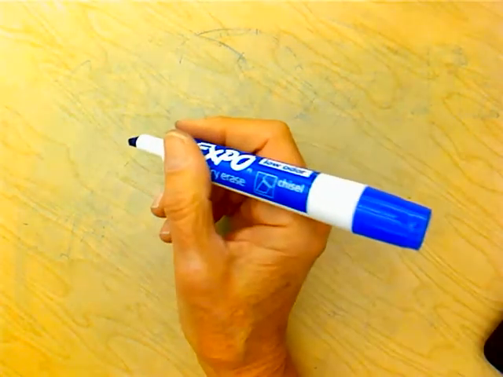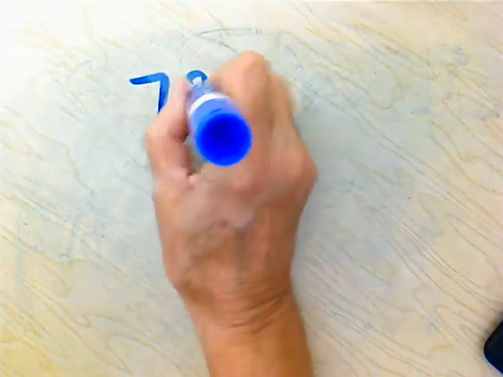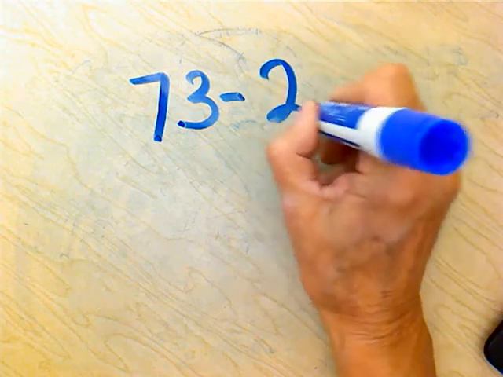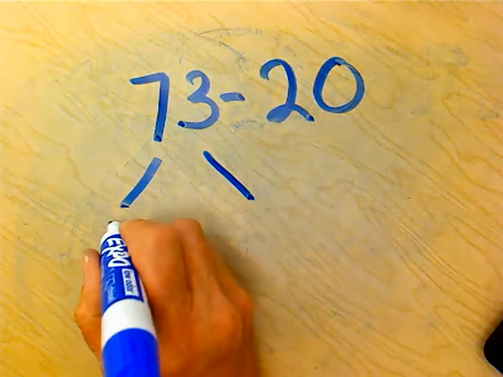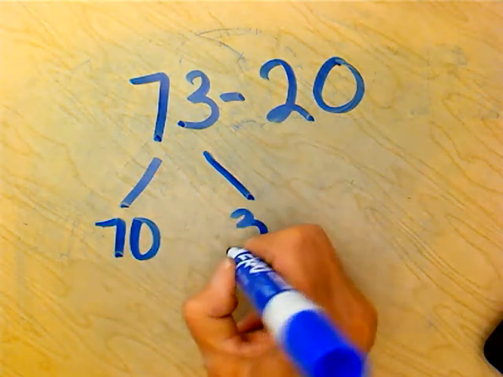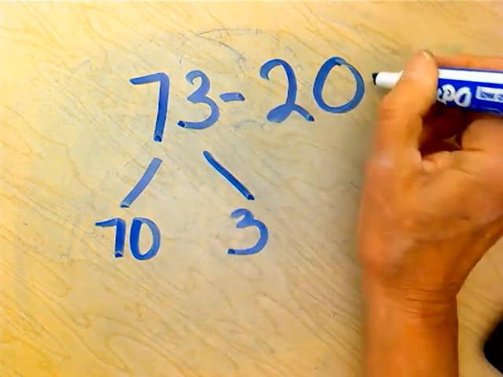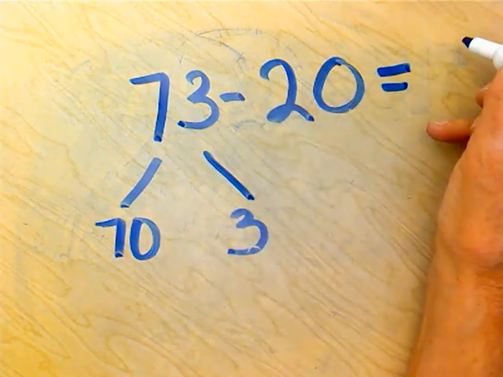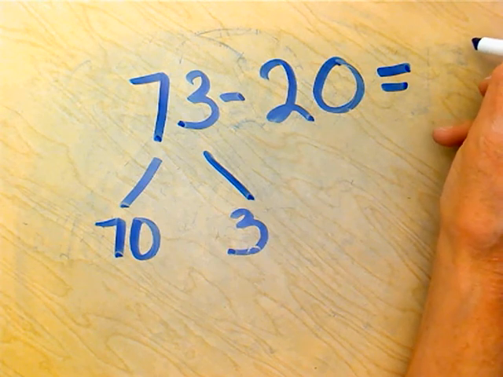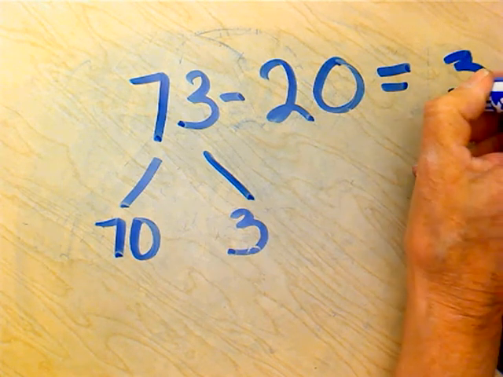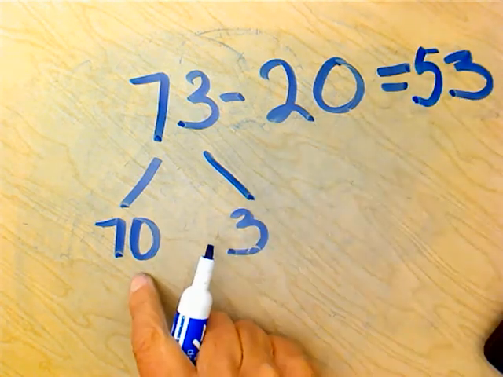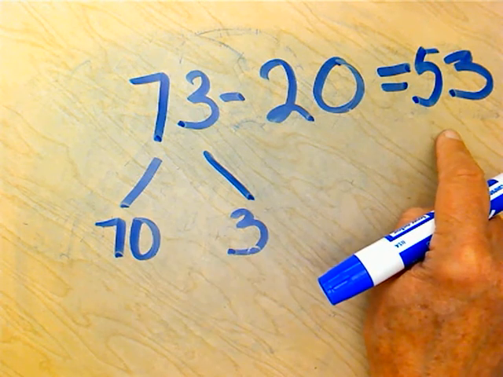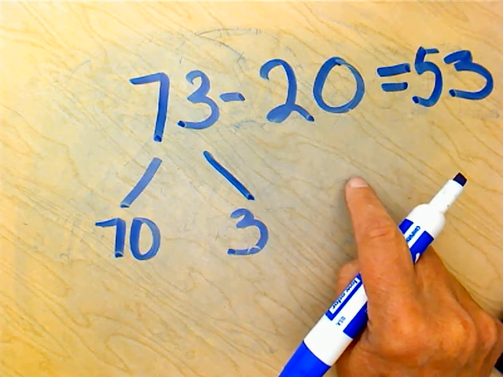Let's try one more. Let's do 73 take away 20. I am going to break this apart into 70 and 3. So I'm thinking 3 take away 0 is going to be 3. And 70 take away 20 is going to be 50. So you end up with 53.